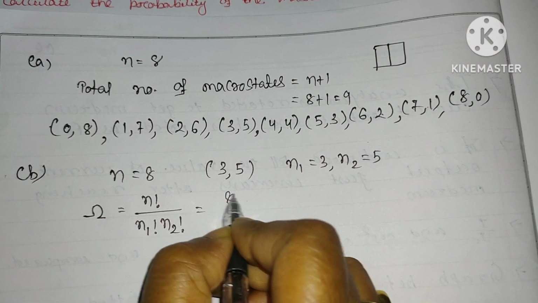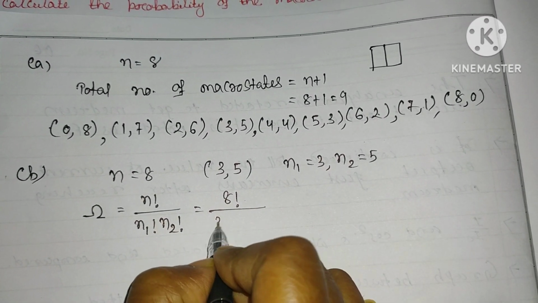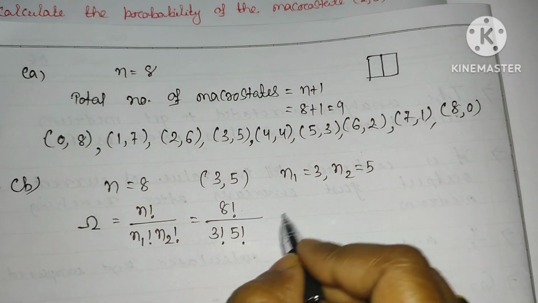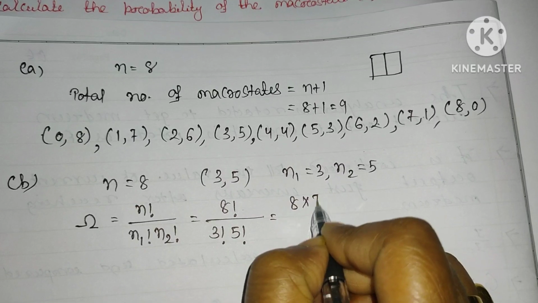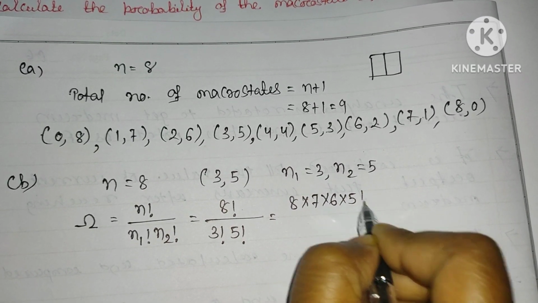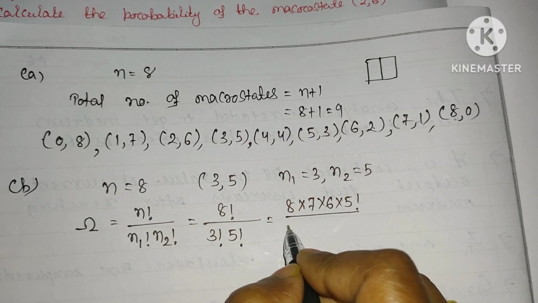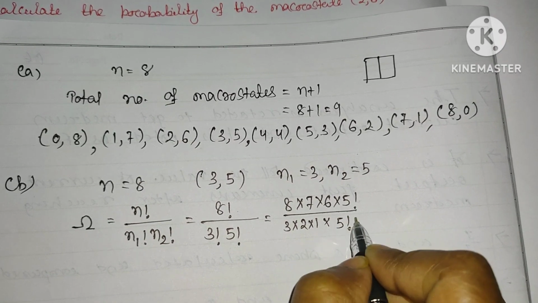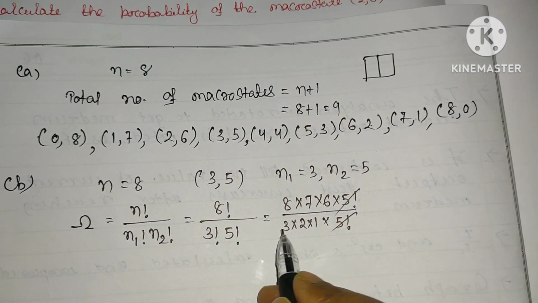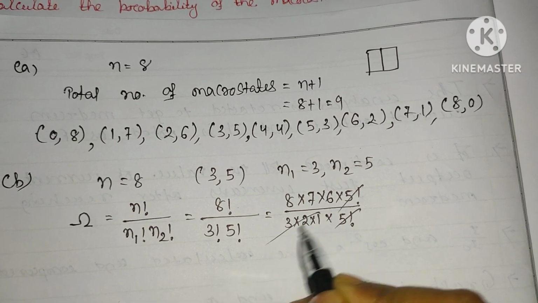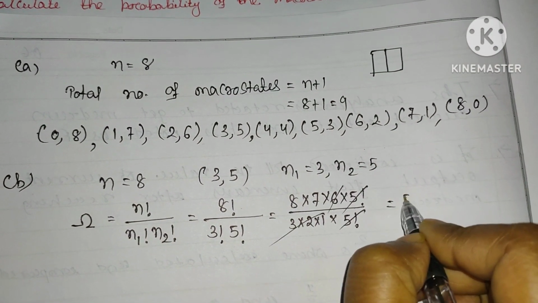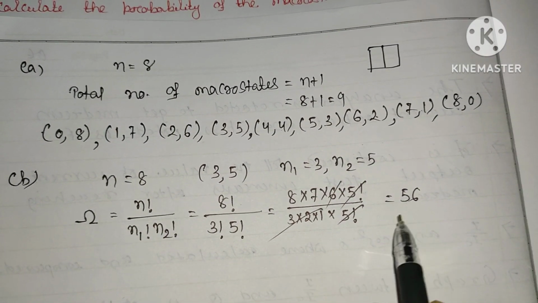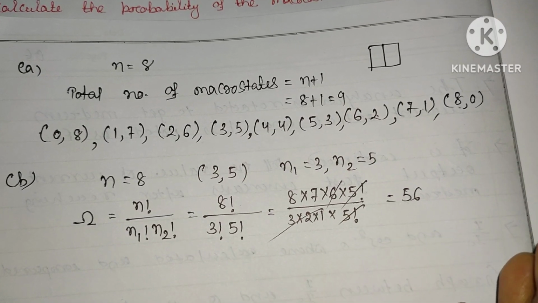So this is 8 factorial divided by 3 factorial and 5 factorial. If we calculate, 8 into 7 into 6 into 5 factorial divided by 3 into 2 into 1 into 5 factorial. So this 5 factorial gets cancelled. 3 into 2 into 1, that is 6, and that gets cancelled with this 6. So the remaining is 8 into 7, that is 56. So this is the thermodynamical probability for the 3, 5 state.